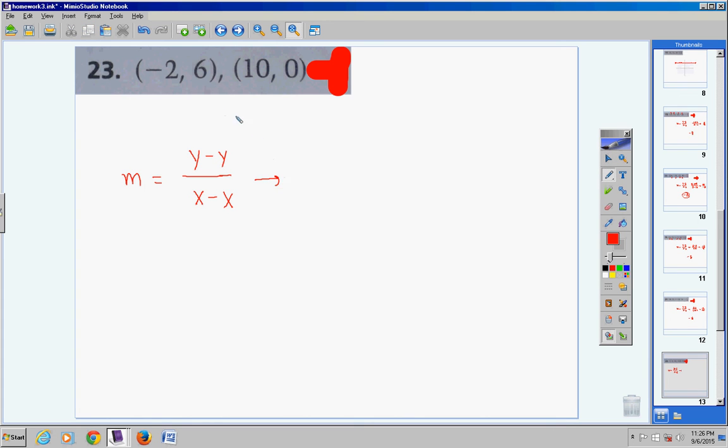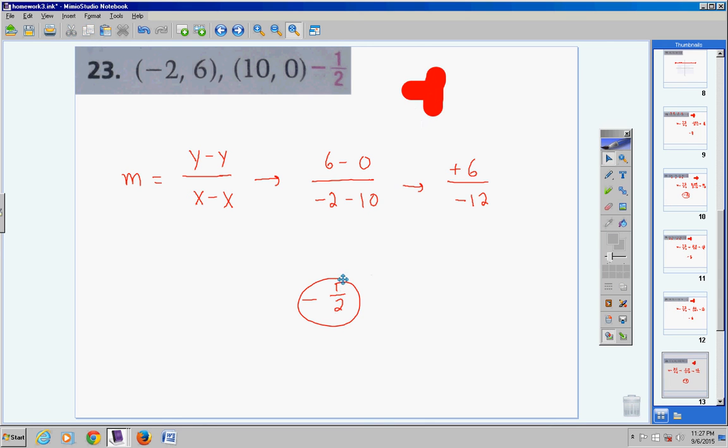Y minus y. 6 is a y and 0 is a y, so 6 minus 0. X minus x, negative 2 and 10. Negative 2 minus 10. Let's see, we get 6 minus 0 is 6. Negative 2 minus 10 is negative 12. So I have a positive over a negative, which is negative. 6 over 12 reduces to 1/2. So your answer is negative 1/2.